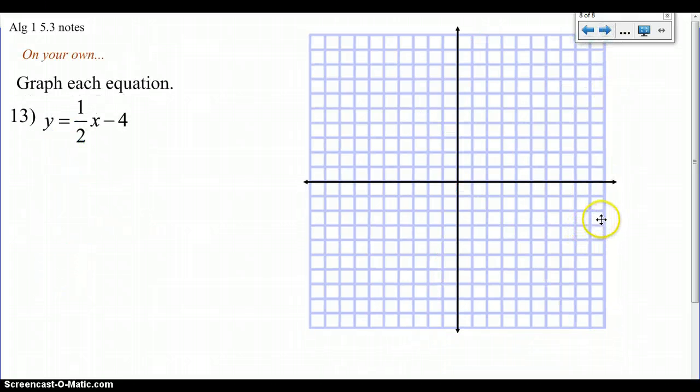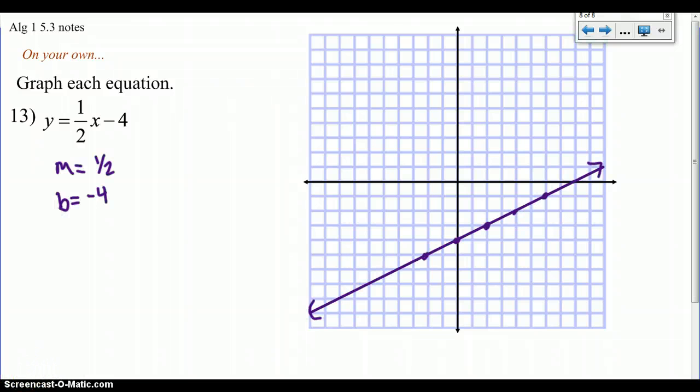I want you guys to do this on your own, so go ahead and pause the video, find that slope and y-intercept, graph it, and then hit play to see if everything looks good. Okay, you can now see what I've done on this last question. The slope is 1/2. The y-intercept is -4. So again, start graphing by plotting that y-intercept. Then apply the slope of up 1, right 2. Or again, you could think of it as down 1, left 2. It has the same effect.